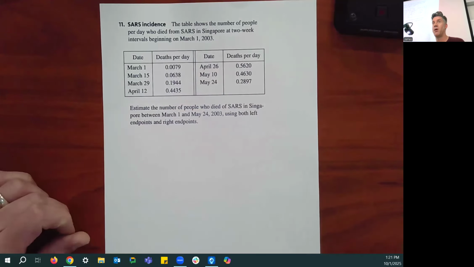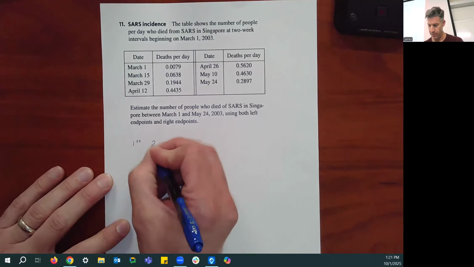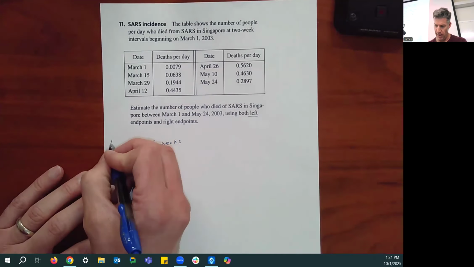Okay, so we're going to estimate the number of people that died in the first 2 weeks to start off with. So first 2 weeks, and we'll do it first using left endpoint. So this is using left.